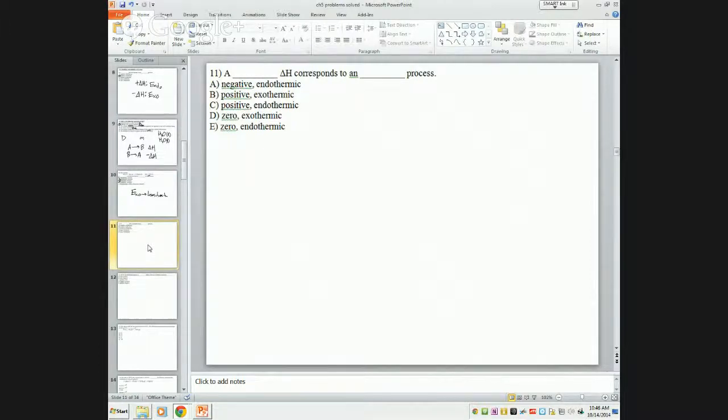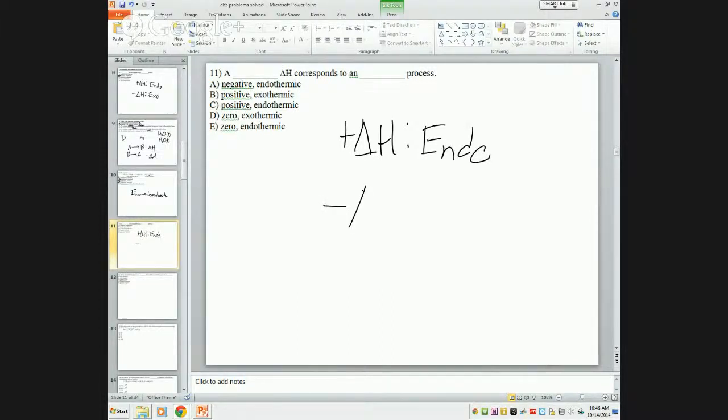11, a blank delta H corresponds to a blank process. Again, positive delta H, it's endothermic. And if it's a negative delta H, it's got to be exo. So we look for which one is consistent with that. And it is choice C as in Charlie.